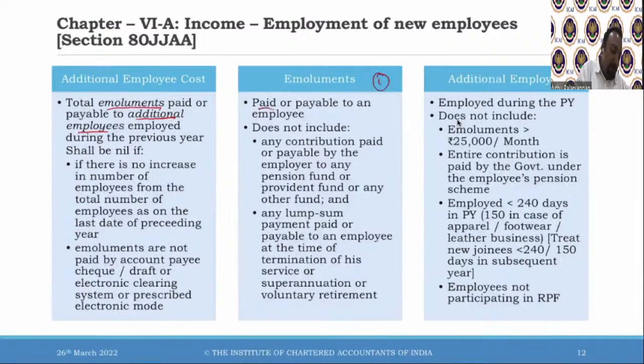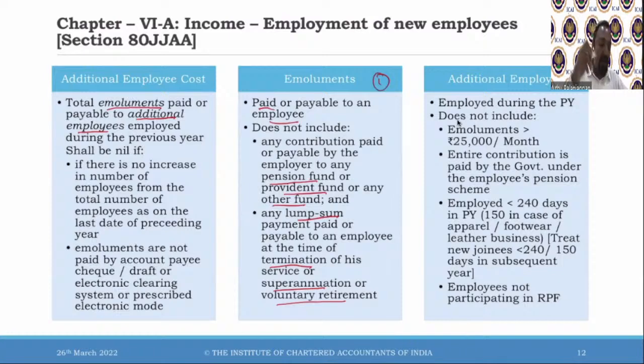Emolument is basically anything paid or payable to an employee. What can it be? Salary, wages, or whatever. But it does not include any contribution to pension fund, provident fund, or any other fund. Similarly, any lump sum payment made to an employee at the time of termination of service, superannuation, or voluntary retirement is not included. So these things are not considered. Any other payment made to the employee is called emolument, paid or payable to additional employees.